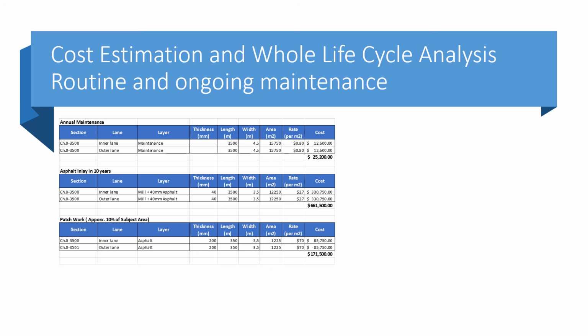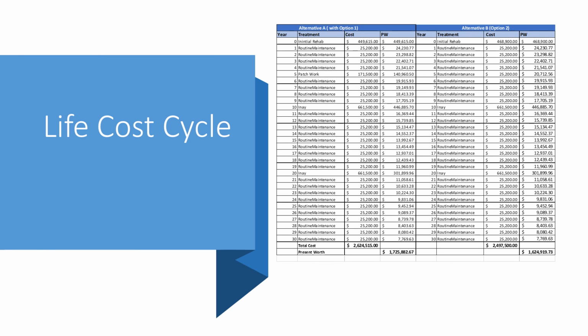The following table summarises the life cycle cost comparison for Alternative A and Alternative B based on the discount rate of 4% and design life of 30 years. Based on the two options, Alternative B has the lesser present worth than Alternative A. Hence, adopting overlay plus base stabilisation method would provide an economically viable solution.